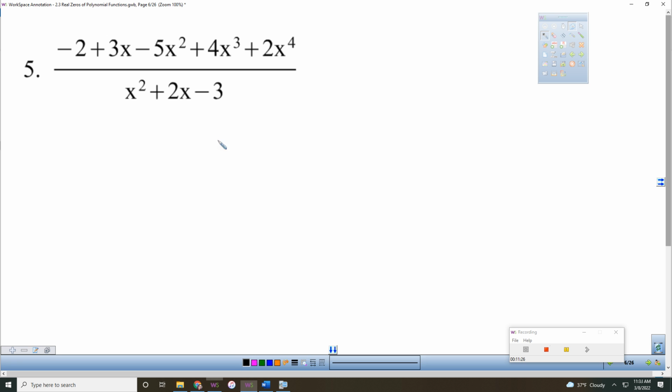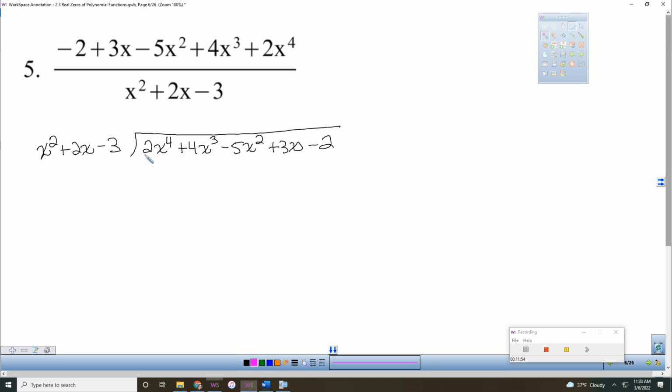Alright, this one is long and hideous. So I've got the x squared plus 2x minus 3. That's my divisor. It's going on the outside. This is not in order, so you need to make sure you put it in order. So I have my 2x to the 4th, and then my 4x to the 3rd, and then the negative 5x squared, and then the positive 3x, and the minus 2.